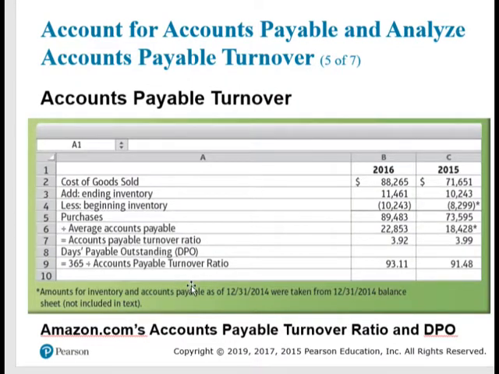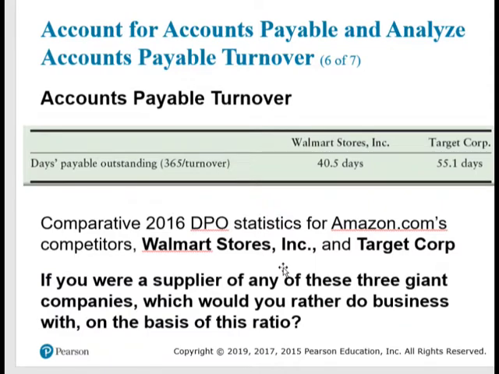This shows the accounts payable turnover and days payable outstanding for Amazon. Comparing Amazon with Walmart and Target, which one would you rather do business with? Walmart pays the fastest of the three.